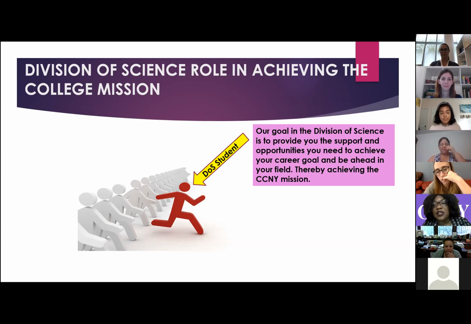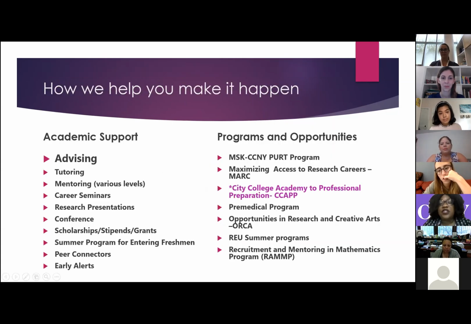In the Division of Science, our goal is to provide the support and opportunities that students need to achieve their career goals. Not only that, we want our students to be ahead, to be the leaders in their field. So for us to do this, there are so many things that we offer students in the Division of Science. I have academic support. I have advising here as the first one, but I'm going to leave it and come back to it because this is a big part of student support at City College. Didi and Nina, everybody touched on how it's good to be connected to advisors. There's no way you can survive in college without having good advising.